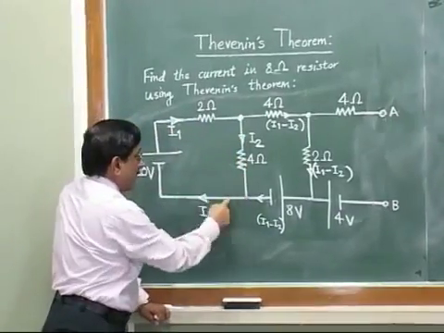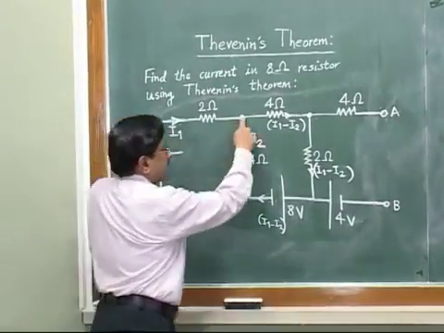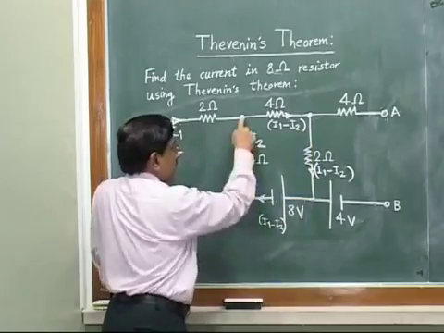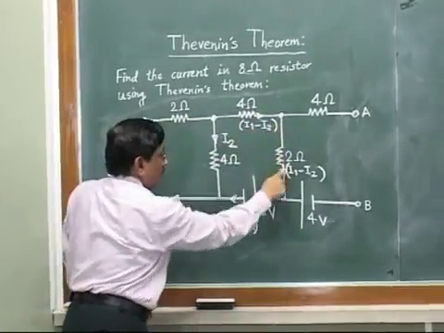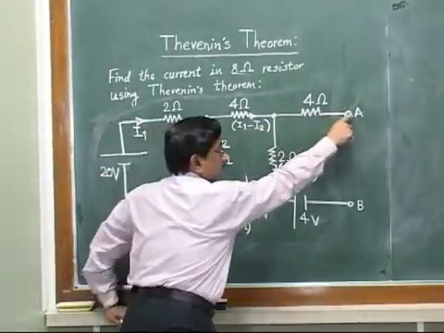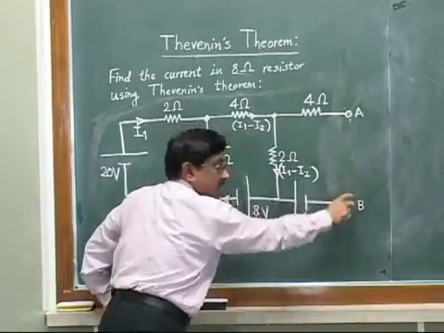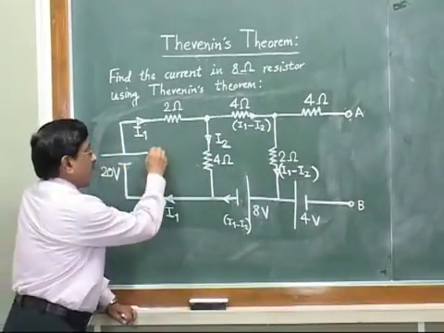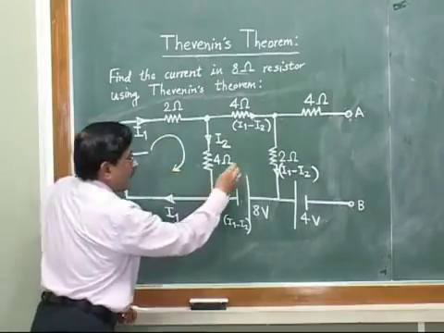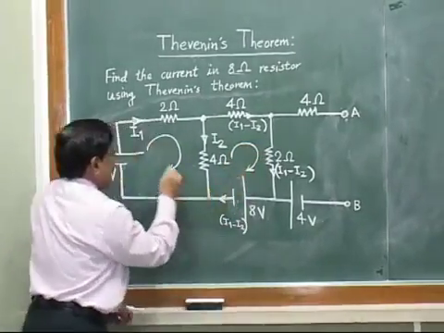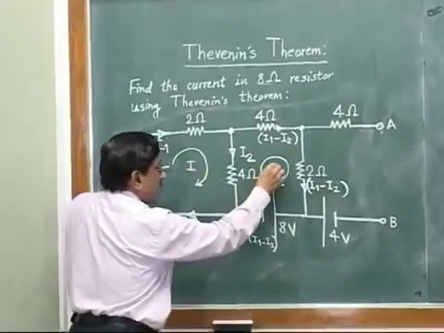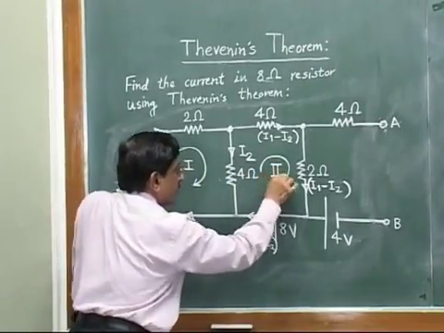This is one loop available. This is the second loop available. And this is the third loop available. You cannot take this full loop because this is open circuit here. So for our own convenience, we will take these small meshes like this. I call this small mesh as loop 1 and this one as 2.